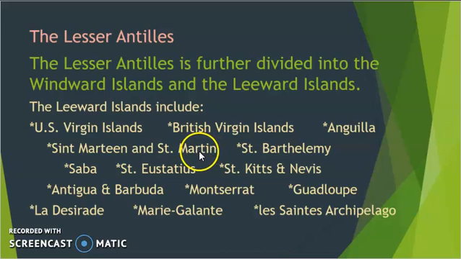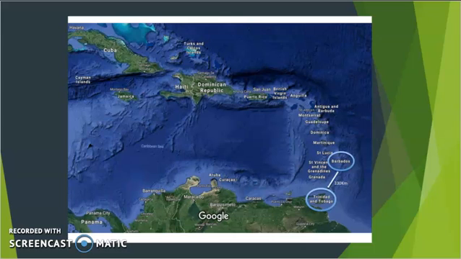Okay? But this is a tiny island. It's not as big as Hispaniola. Then there's Saint Barthélemy, Saba, Saint Eustatius, Saint Kitts and Nevis, Antigua and Barbuda, Montserrat, Guadeloupe, La Désirade, Marie-Galante, Les Saintes Archipelago. So these are some, most of the islands that belong to the Leeward Islands that are part of the Lesser Antilles. And these are very tiny islands. Most of them we can't even see on the map, okay?